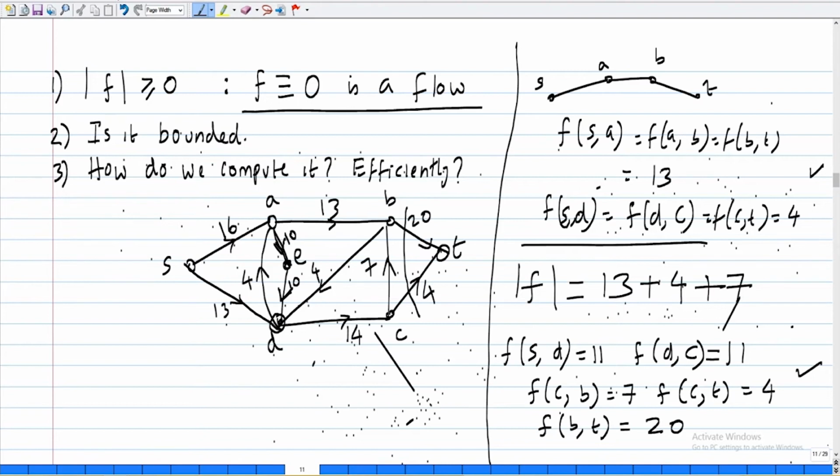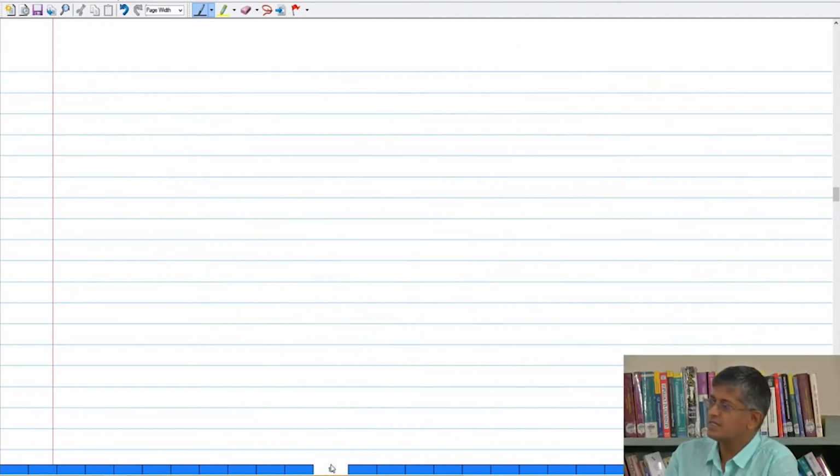You cannot probably cross 24, and we have achieved the maximum. Fine. This is the theory that we are going to build and prove. So the first step is to formalize this whole procedure that we did. Iteratively we found a flow, one after the other, and kept adding it to the flow that we have computed. In this example it was very easy.